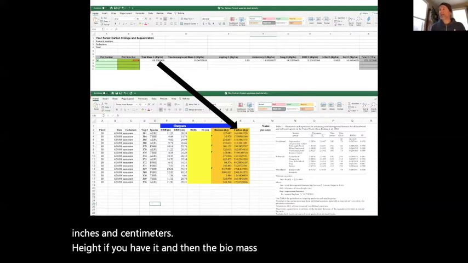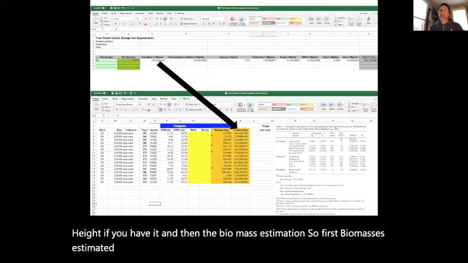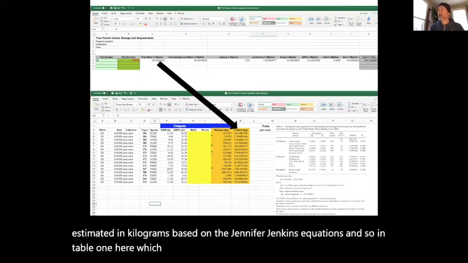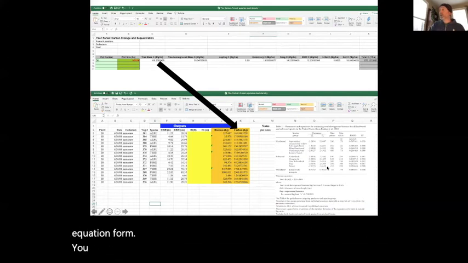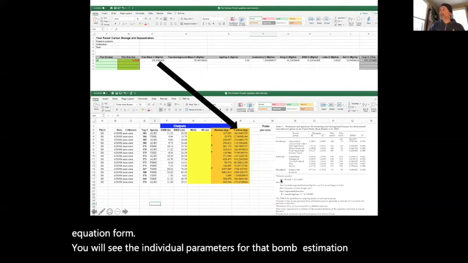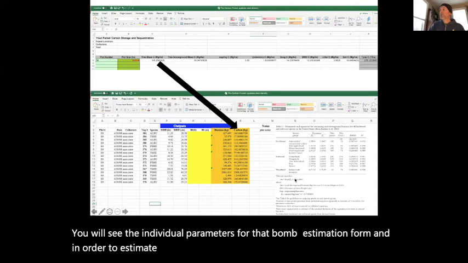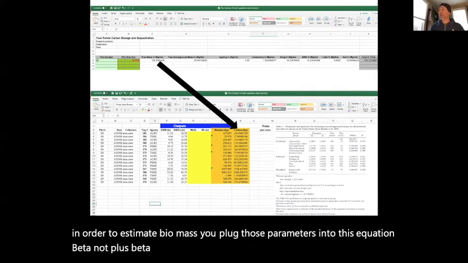So first, biomass is estimated in kilograms based on the Jenkins equations. And so in table 1 here, which is pasted into the document, you'll see the biomass equation form. You will see the individual parameters for that biomass estimation form. And in order to estimate biomass, you plug those parameters into this equation: beta naught plus beta prime times the natural log of DBH.